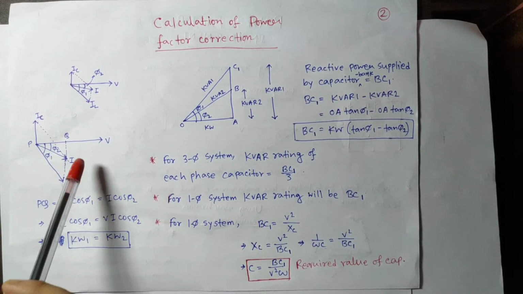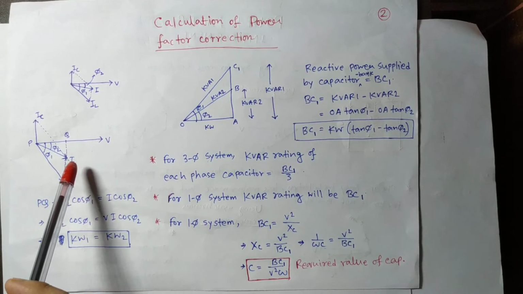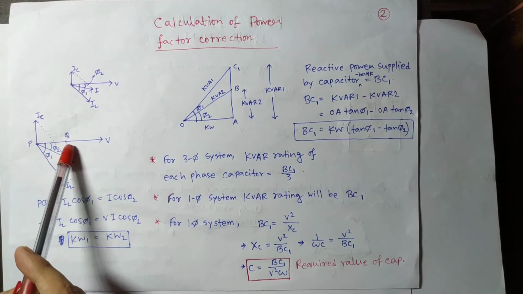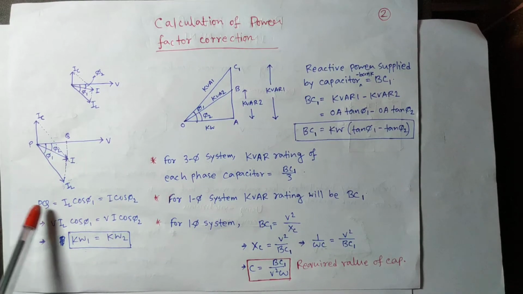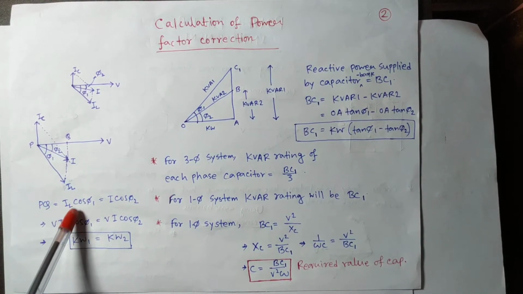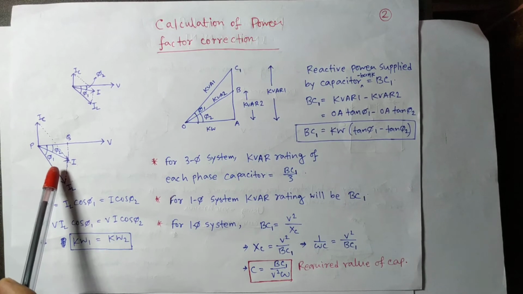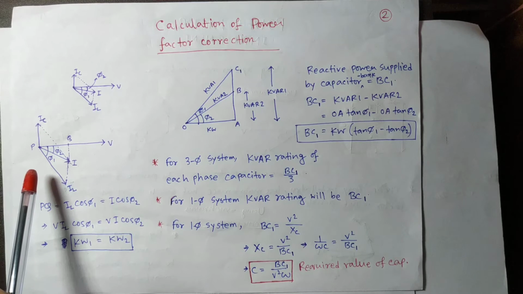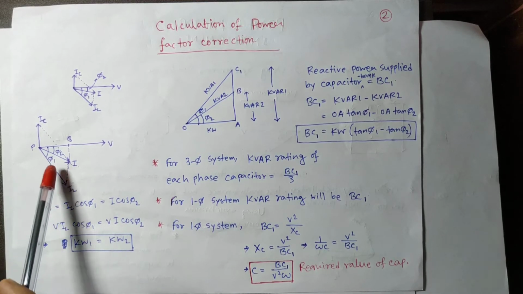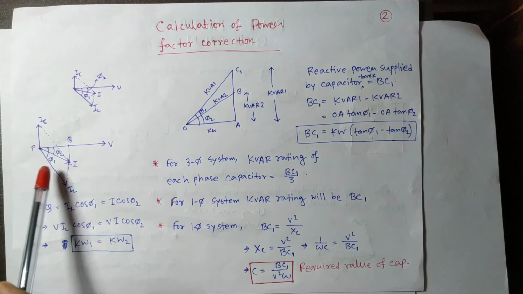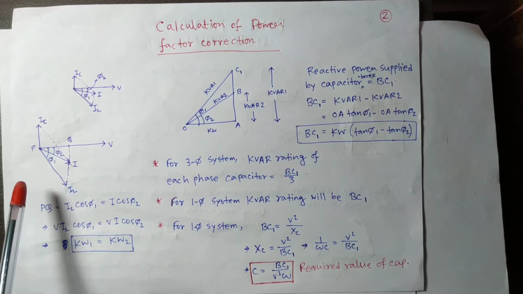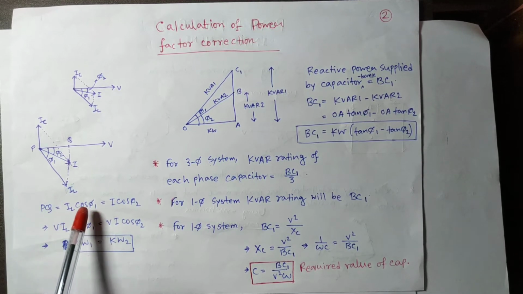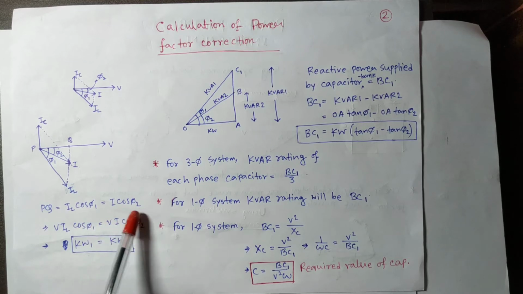As you can see in this phasor diagram, this length is assumed to be PQ. So here PQ can be written as IL cos phi 1, where phi 1 is the power factor angle before performing the power factor correction, and phi 2 is the power factor angle after improving the power factor. So PQ can be written as IL cos phi 1, and that is also the same as I cos phi 2, right?